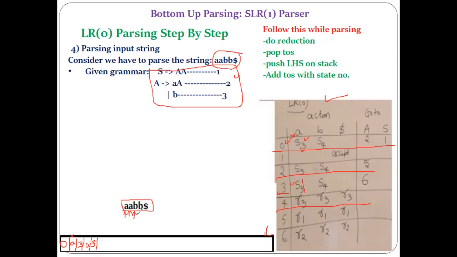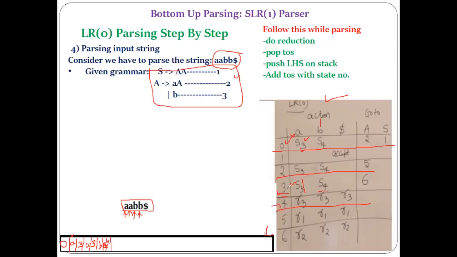Then 3 on B. Again you have to perform a shift move, but with state number 4. The terminal now is B, so the entry is B and state number 4. After performing this shift move, again you have to increment the pointer. Now 4 on B.